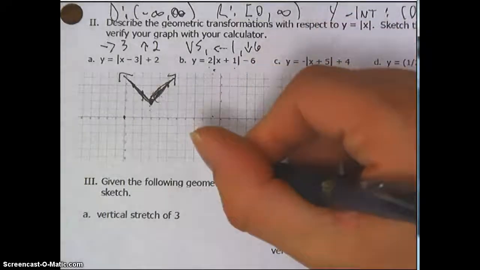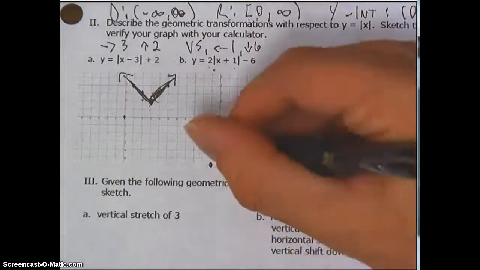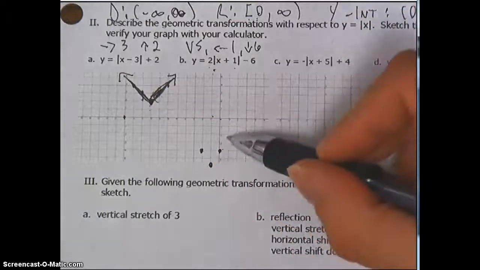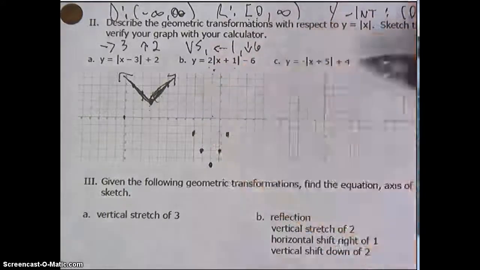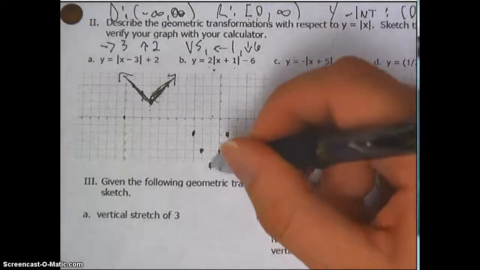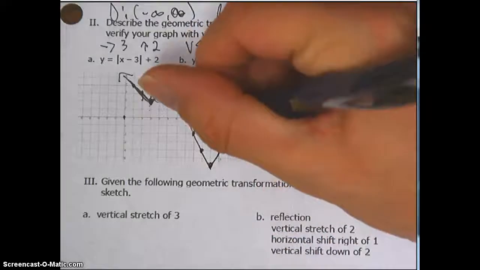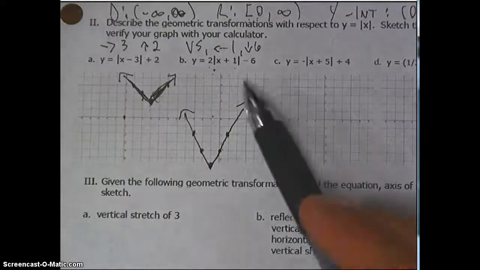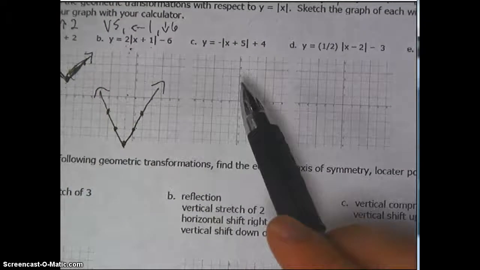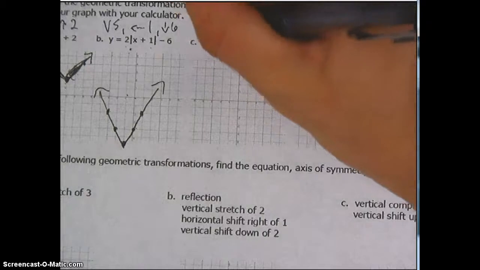So start from that point, up 2 over 1 in both directions. And then from that point I go up 2 over 1. From this point I go up 2 over 1. And now I can draw in my, hopefully, straight line with arrows. So that's a vertical stretch out front there. Well, what if it's not a number? What if it's just a negative sign? Well, hopefully you remember that's a reflection.